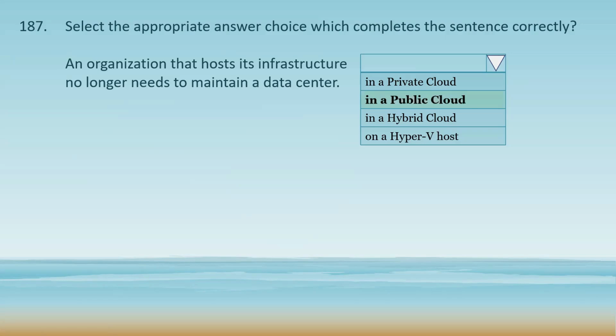Public cloud is a type of cloud computing model in which computing resources such as virtual machines, storage, and services are provided over the internet by a third party cloud service provider like Azure, AWS, GCP, and many more.